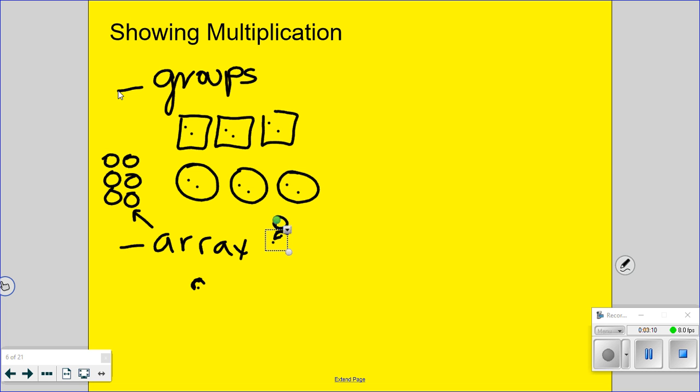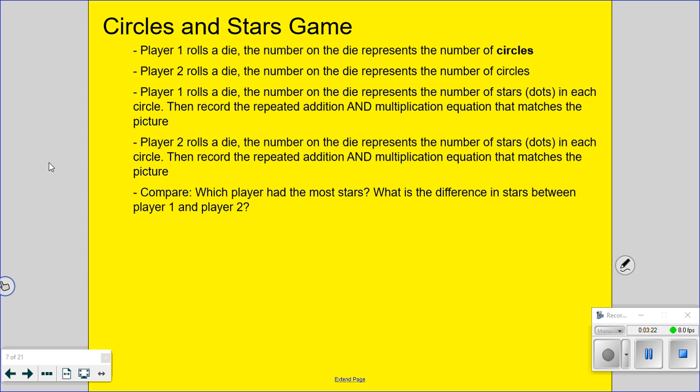We're going to be working on different ways that we can show multiplication, but either way we're counting in groups. Today we're going to be playing a game first. So I want to go over the directions of that game. This game is called Circles and Stars. If you would rather use X's or dots as opposed to stars, that is fine. It's not a requirement that it has to be a star.